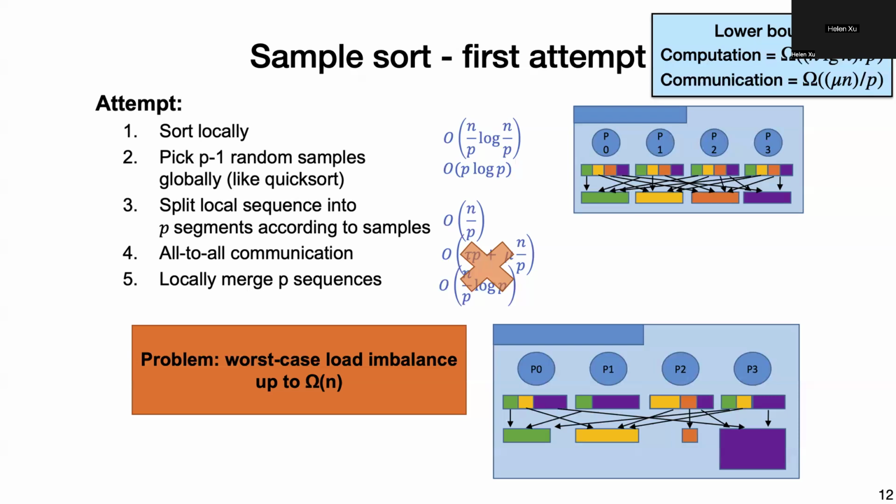Yeah. So there is some issue here, but we can fix it. The first step is, we're going to fix this load imbalance. But the high level idea is good, which is that rather than picking one pivot, you choose p.